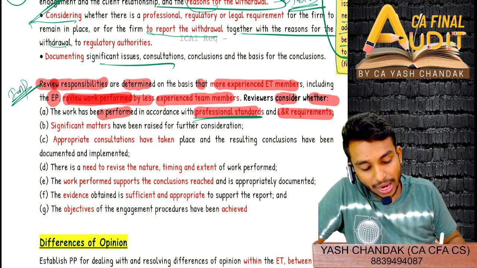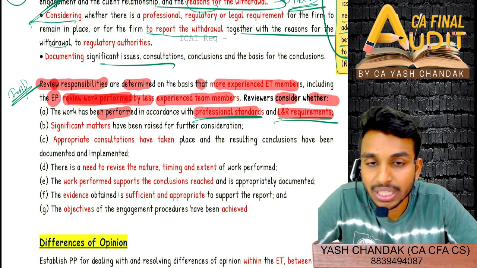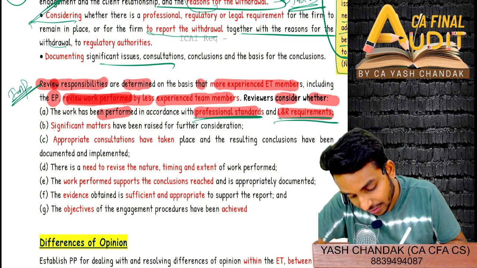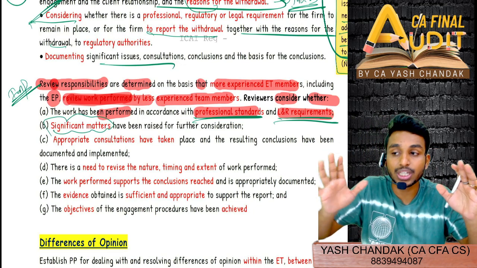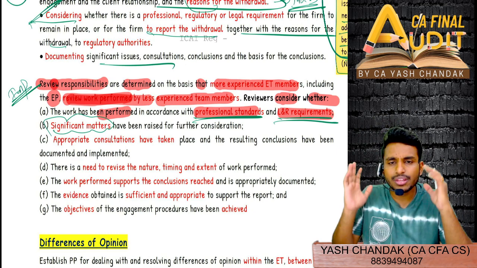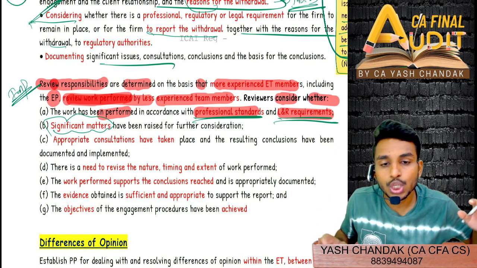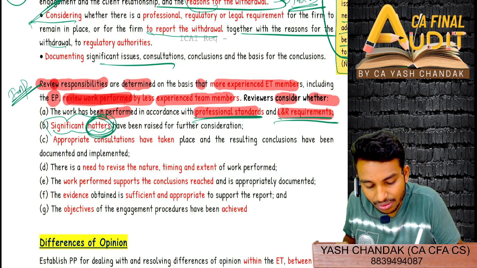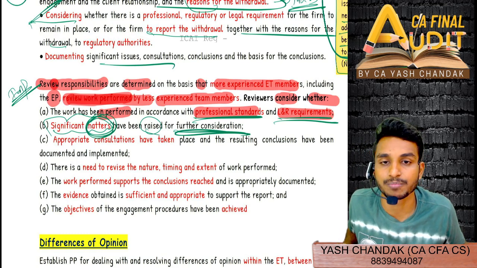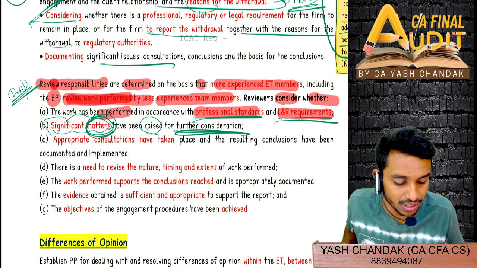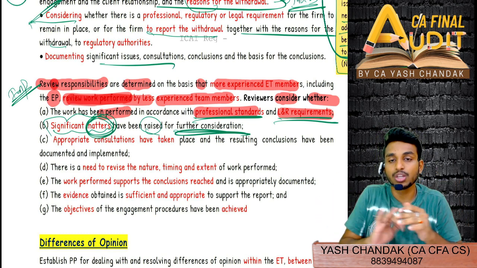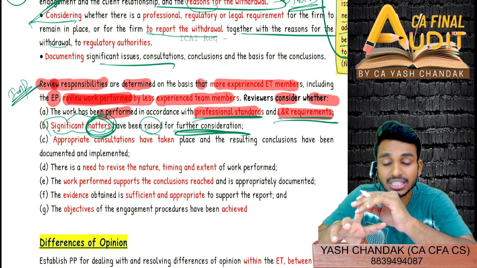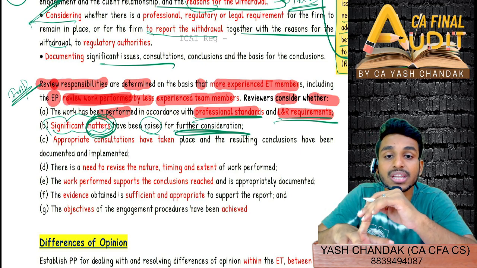You have to consider any professional standard requirement that you need to adhere to, any legal and regulatory requirement, then whether you have raised all the significant matters that you encountered during the audit. Any sort of doubt during the audit, you have raised it to the management, to the TCWG. So whether all the significant matters have been raised for further consideration or not. These all points the reviewer has to consider. The reviewer will check whether we have performed the engagement in accordance with professional standards and legal and regulatory requirements. Secondly, whether all significant matters have been raised or not.